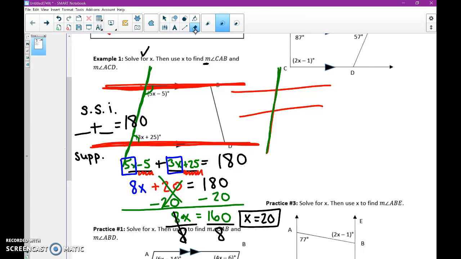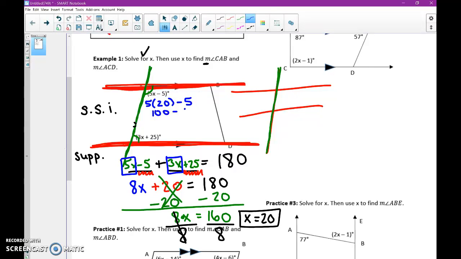Let's clean up my space a little bit here. Got kind of a lot of stuff going on. All right. Well, if I know that x is 20, all I need to do is take that 20 and substitute it in to find the angles. If this angle is 5 times x minus 5, that really means it's 5 times 20 minus 5 because I just found out x was 20. 5 times 20 is 100. 100 minus 5 means that this angle is actually 95 degrees.